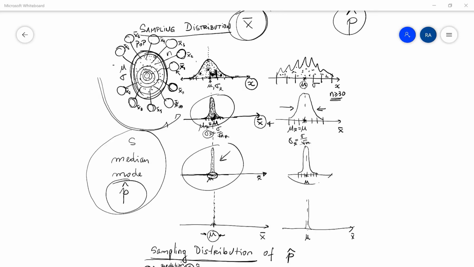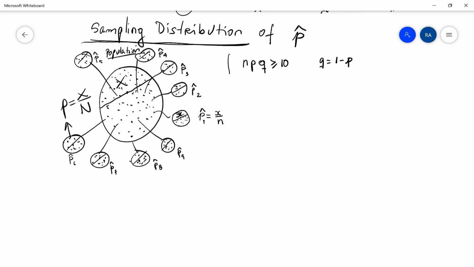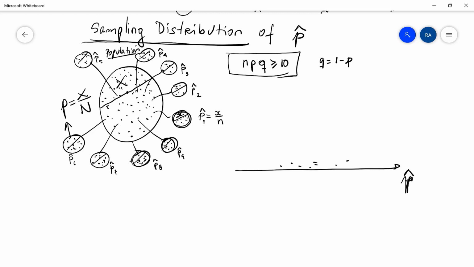When we study the sampling distribution for the sample mean, the sample is big enough when n is equal to or bigger than 30. For proportion, the condition is npq is equal to or bigger than 10. In those cases, when we organize all of these samples, represented by points on this number line, according to their corresponding sample proportion, we obtain this pile.